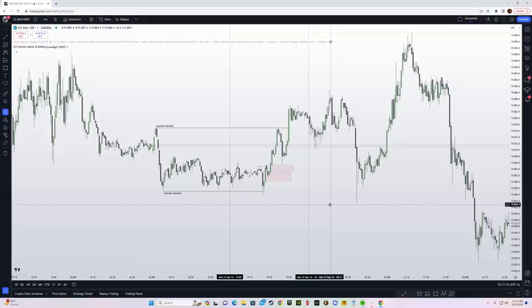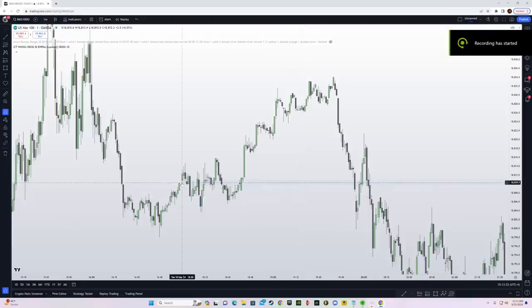Let's move on to the next example. All right, guys, here is example 2. And you can see we have the new day's opening gap from 1659 to 18. That's when the gap forms.